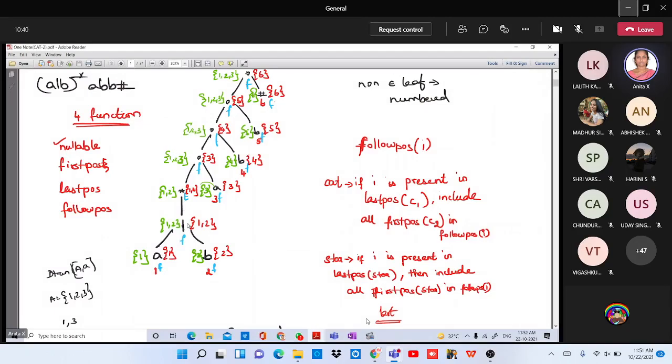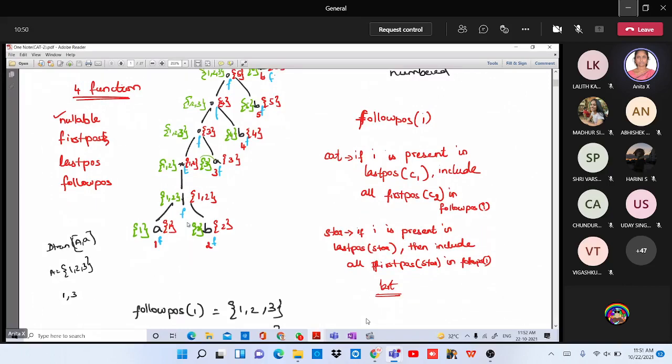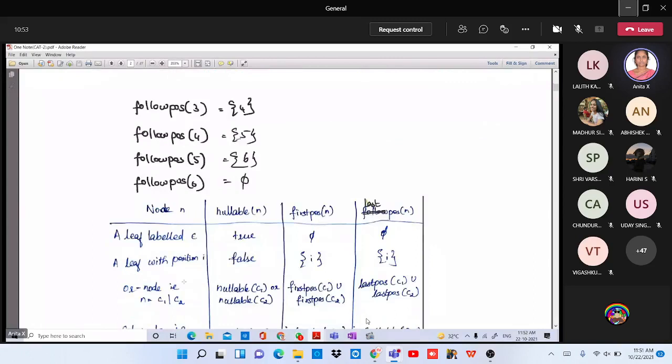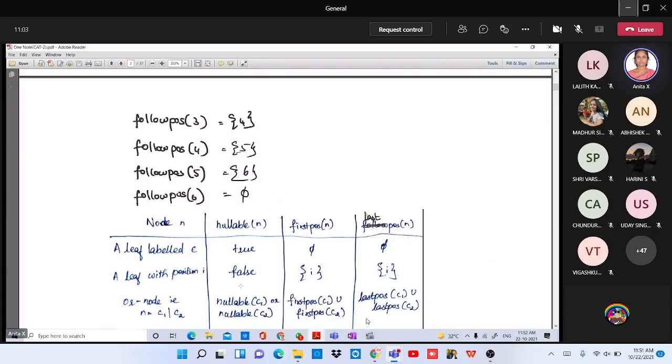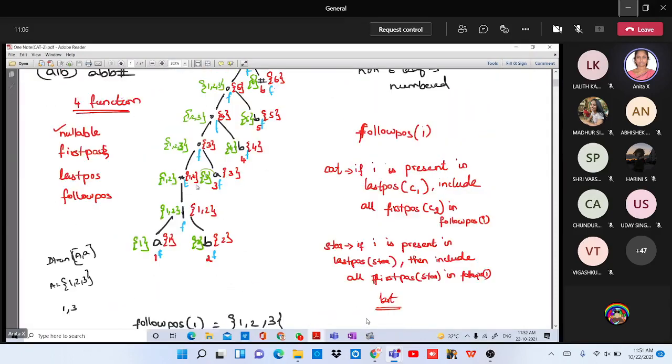The intermediate nodes can have a combination of OR operator, clean closure, and concatenation. For concatenation, we'll be representing it by this. So for OR operator, nullable is nothing but nullable of C1 or nullable of C2. Any one of them, if it is true, then it will be true. Next comes the star node. Star node by itself, that is clean closure, right? It itself will be having epsilon, so it will be true.